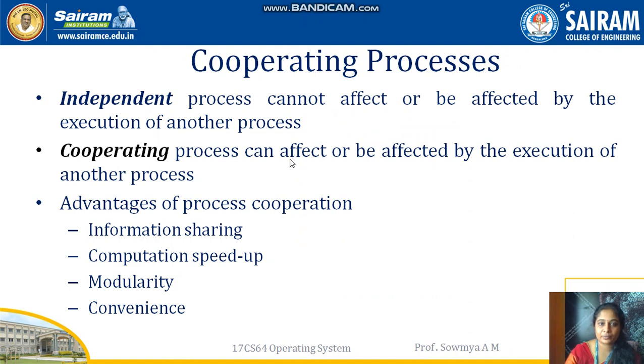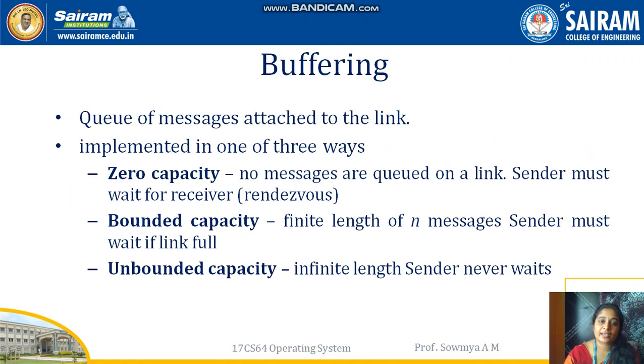Next one is cooperating process. A cooperating process is where two processes, like process A and process B, are sharing data. One process is affected by the data of the other process, so we call that type of process a cooperating process. Or we can say processes that use interprocess communication are cooperating processes. If the process is independent and not using any information from any other process, then we call it an independent process.